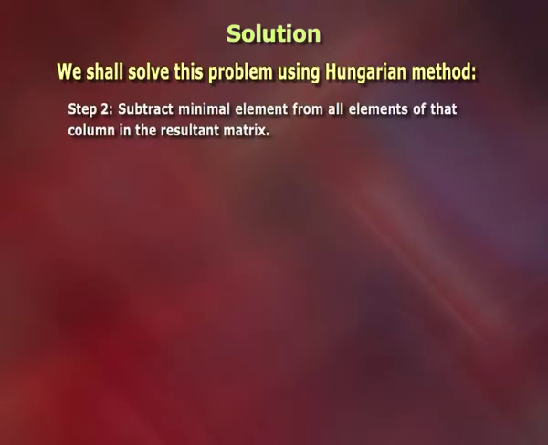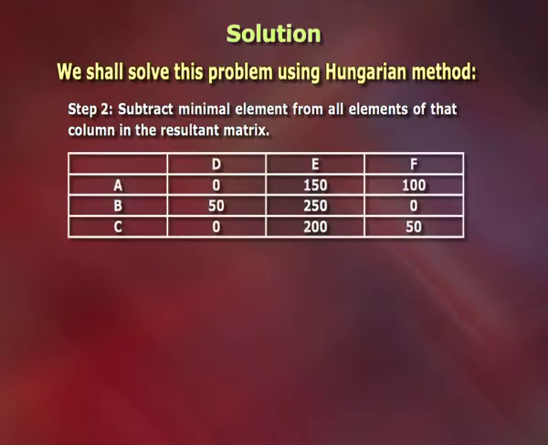Step 2. Subtract minimal element from all elements of that column in the resultant matrix. So the table below is the resultant matrix that we have derived from step 1. Now we have to select the minimum element from each column. So in the first column, minimal element is 0. Second column, the minimal element is 150. And in the third column, the minimum element is 0.